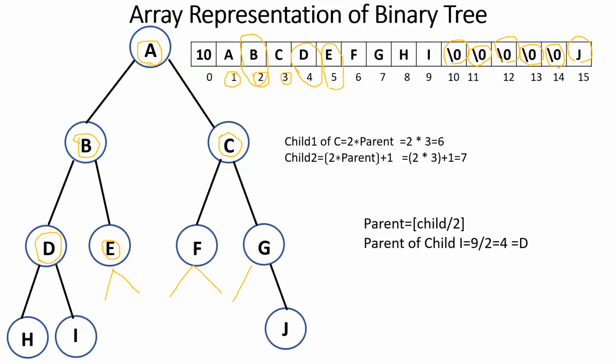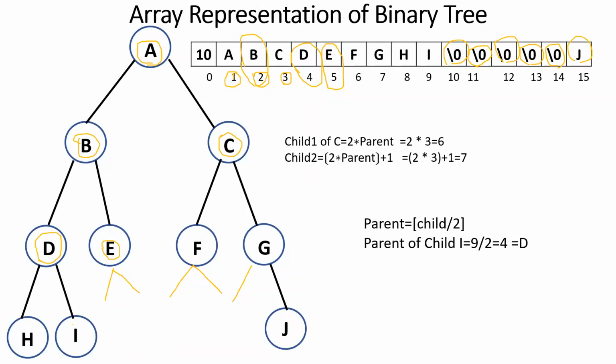So that's the only formula. If you know the parent index, we will be able to know the index of the left child and right child. Now, if you have the child index, then how to get the parent index? Just divide by 2, for any child index that is given.